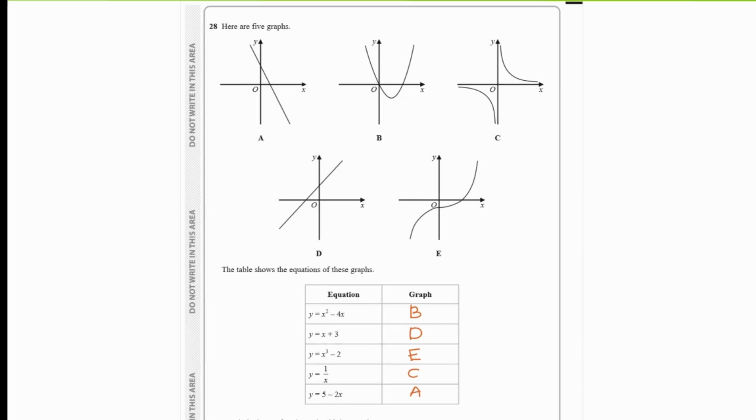In this question, we would get a full 3 marks if we got all the letters matching the equations correctly. Only 2 marks would be awarded if 3 or 4 of these were matched correctly, and if 2 of them are matched correctly, 1 mark would be awarded.